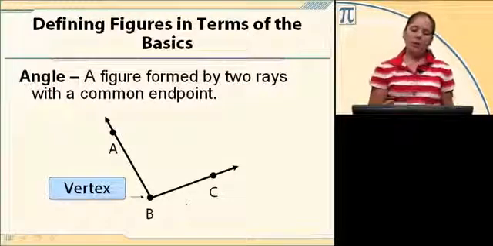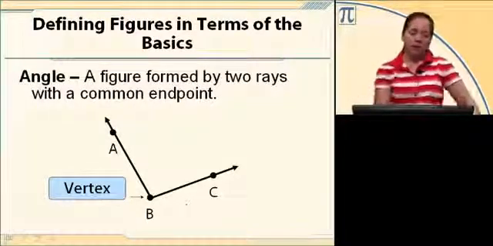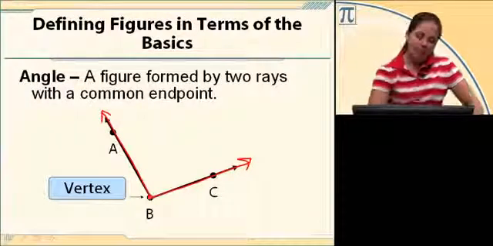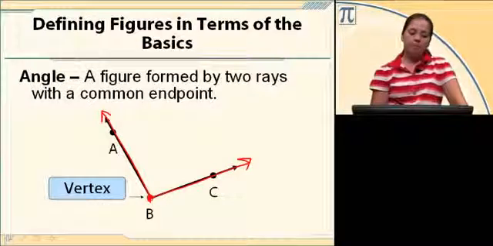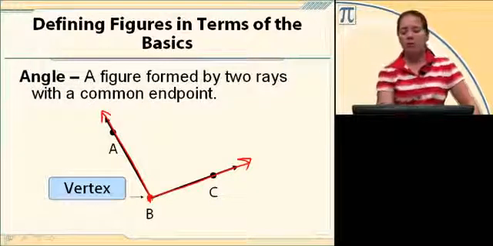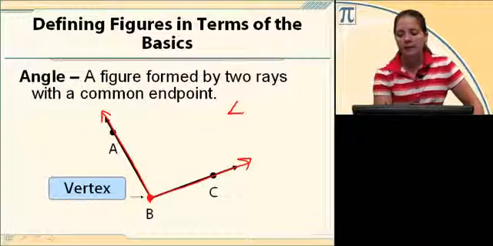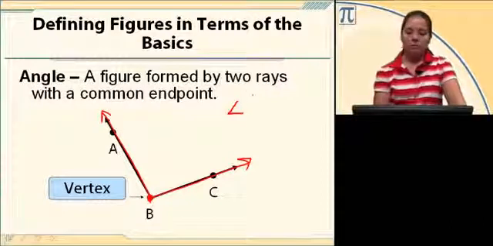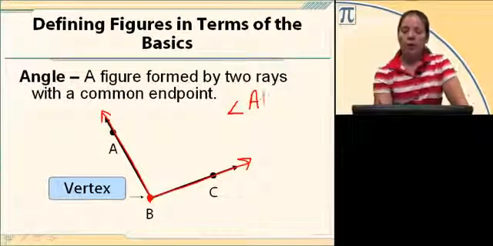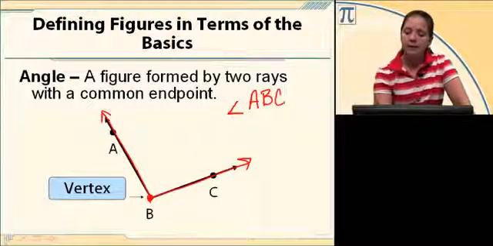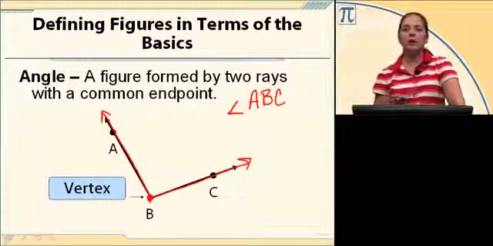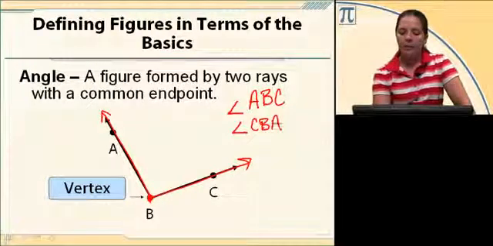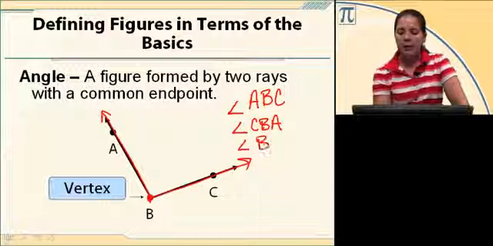An angle. A figure formed by 2 rays with a common endpoint. So I've got ray BC and I have ray BA. That common endpoint is B. When you name an angle, you name it with 3 letters. The symbol looks very similar to a less than sign. It's a little different. The bottom's a little bit more flat. Name it, start on one ray, then the vertex, then end on the other ray. Vertex always goes in the middle. We could also call this angle CBA. We could call this angle B.